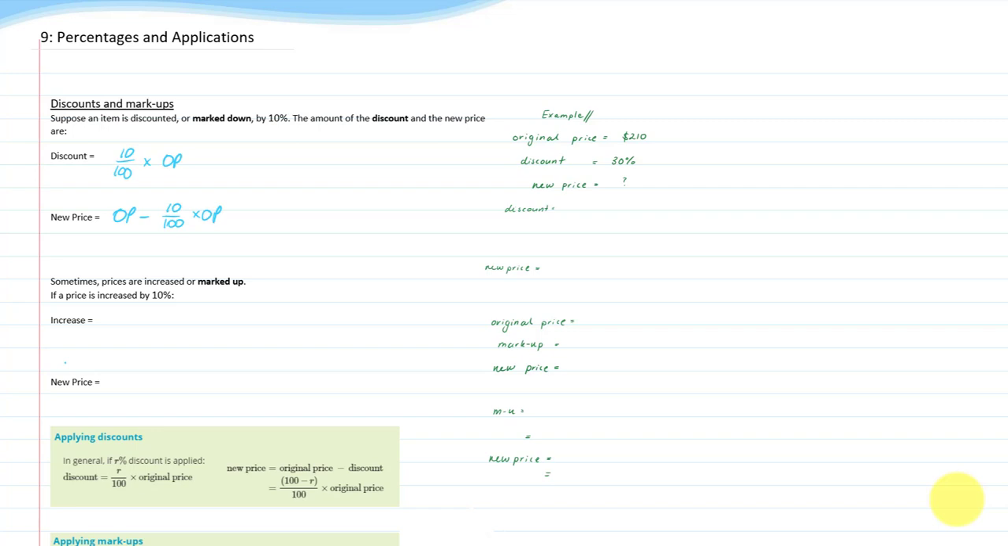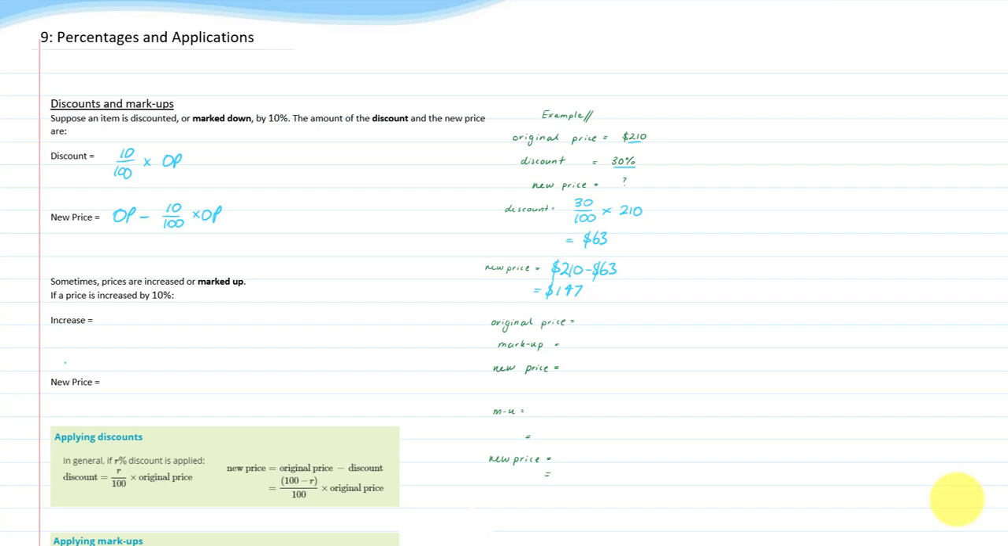You really have to make sure you read the question and understand what's being asked. So we have an example here where the original price of an item is $210 and the discount is 30%. We want to work out the new price. This is one way of doing it: the first thing we can do is calculate what the discount is. 30 over 100 times the original price, which is 210, and 30% of 210 is $63. And the new price will be $210 minus $63, which of course is equal to $147. So there's our new price based on that 30% discount from $210.